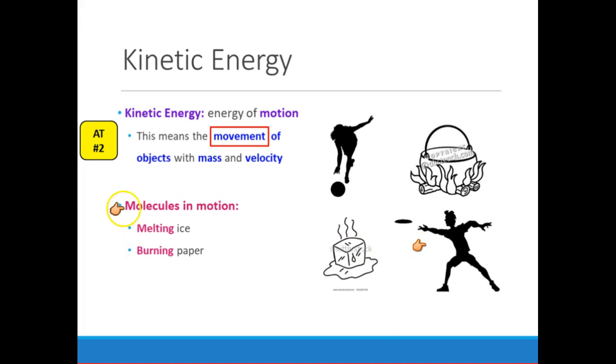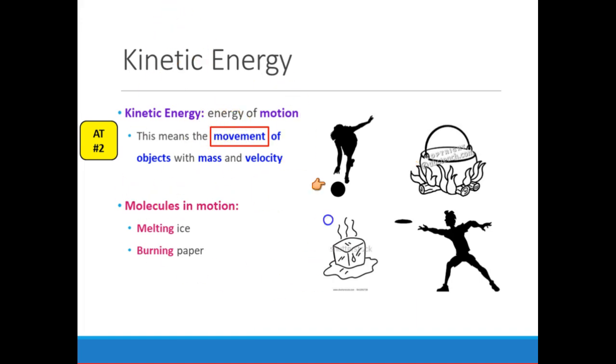But it could also mean molecules in motion. So for example, when ice melts, its molecules begin to move faster, so they get more kinetic energy. Or when we burn something, those molecules begin to move faster, and so they are molecules in motion, and therefore they have more kinetic energy.